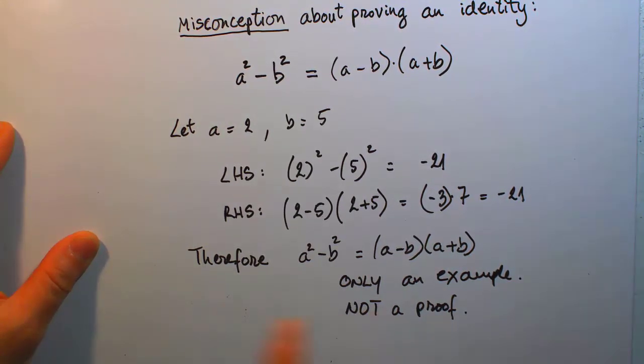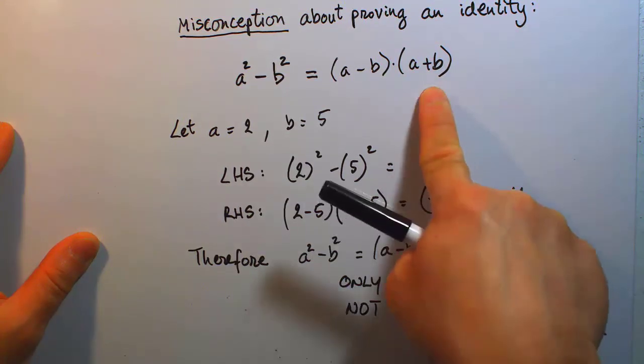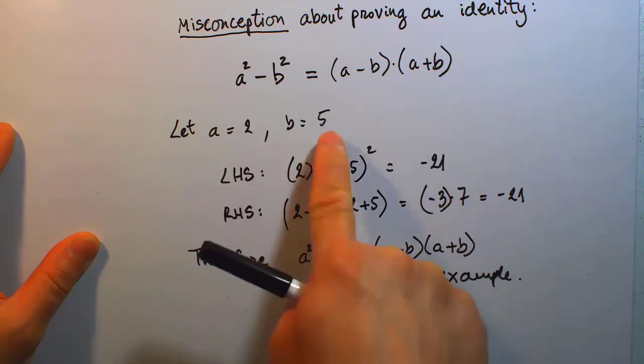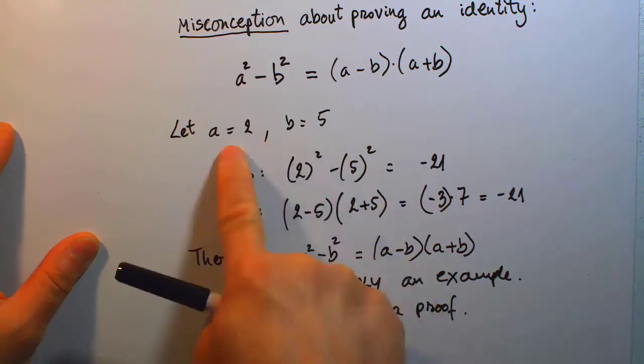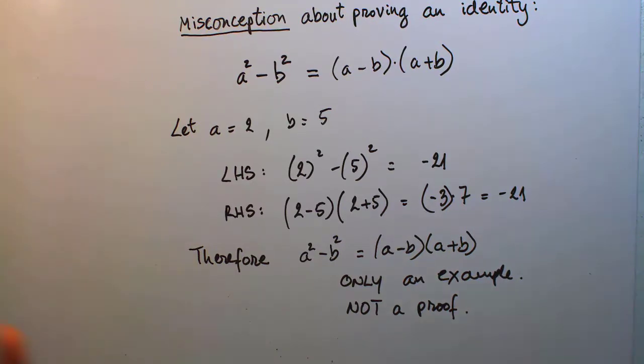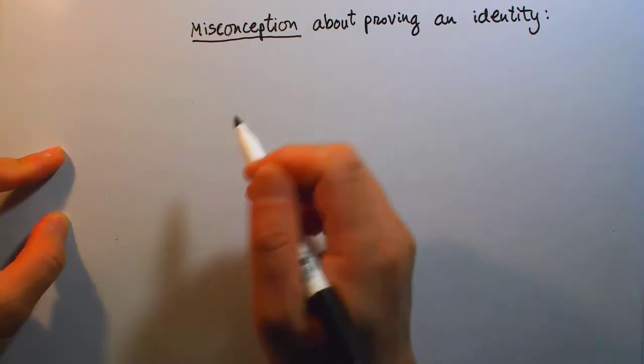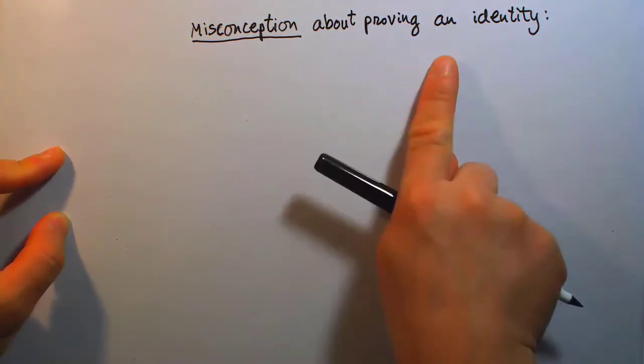Because it only represents that the equality here is true based on these two values that we have given for a and b, but did not represent how it's generally true for all other values. And so, similar misconceptions about proving an identity exist in trigonometry.